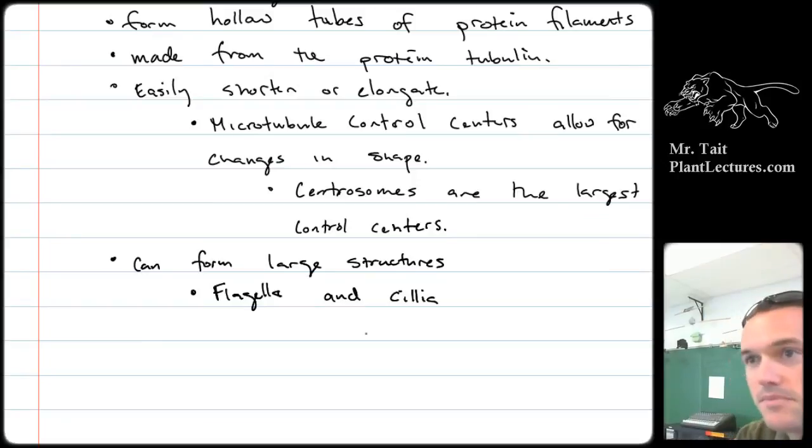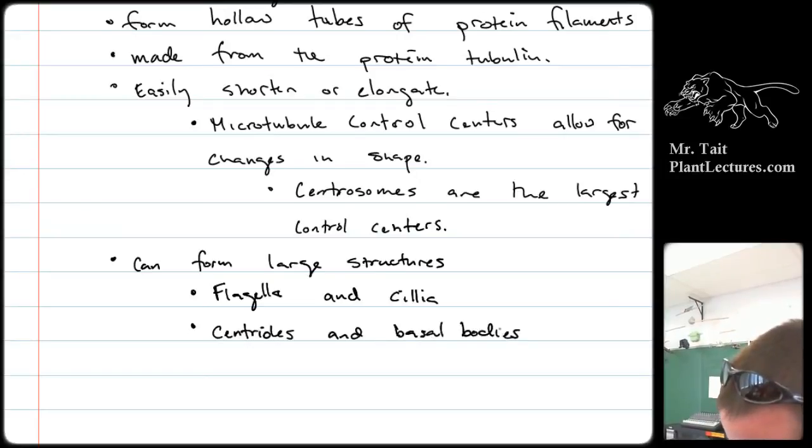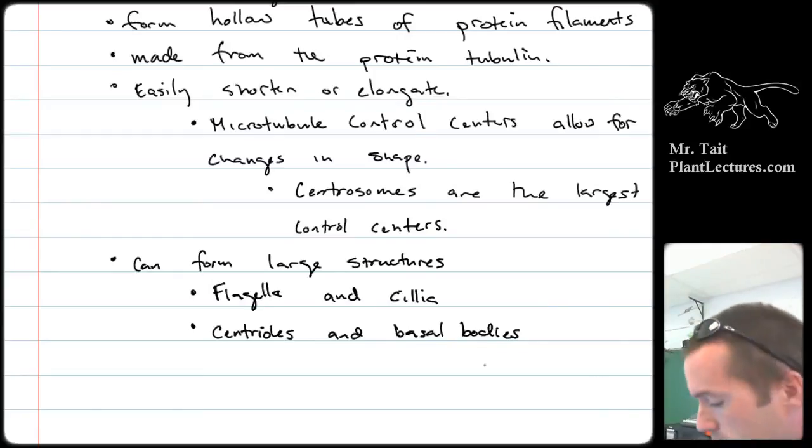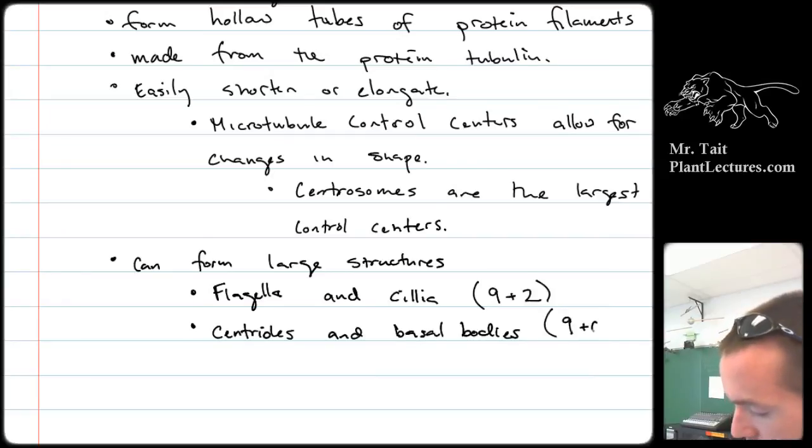Anything else? Okay, so you can form flagella or cilia with them. Or you can also form what are called centrioles and basal bodies. Okay? And you're going to see this concept repeated a whole bunch. In this chapter, we're just going to see two different structures. For the flagella, it's going to say 9 plus 2. Right? And then for the centrioles and basal bodies, it's going to say 9 plus 0.